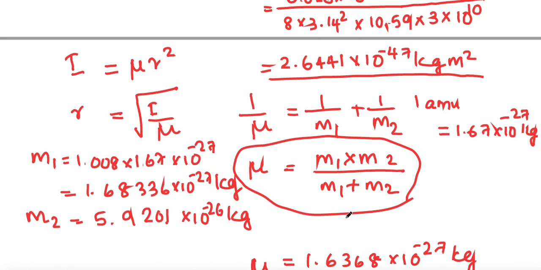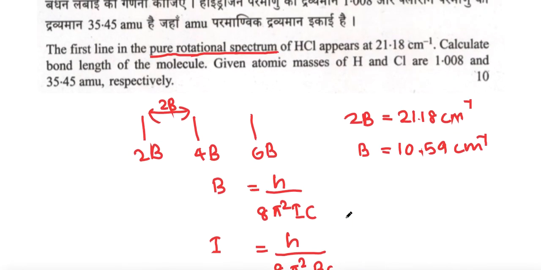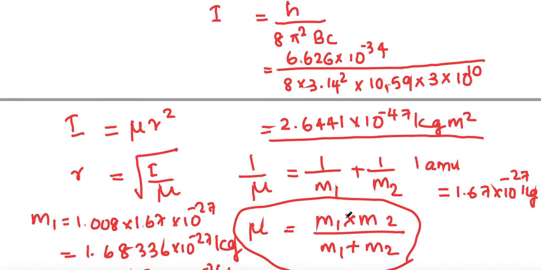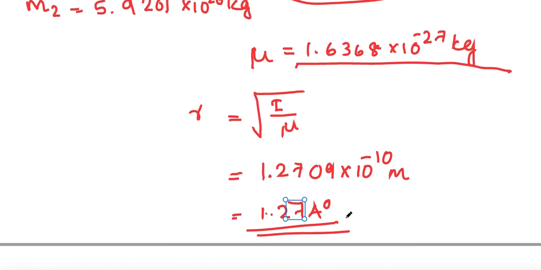So that is how we can solve this question. I hope everyone understood this. The only thing that you need to be careful about is that the masses of the elements are given in AMU. So you have to convert that into kilograms before doing the calculation. So now you just substitute here and you obtain the answer.